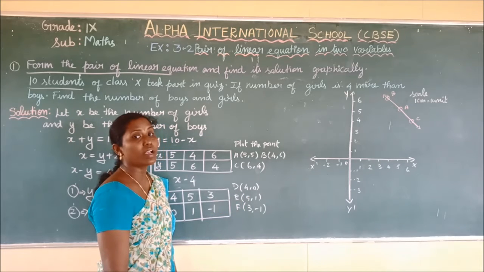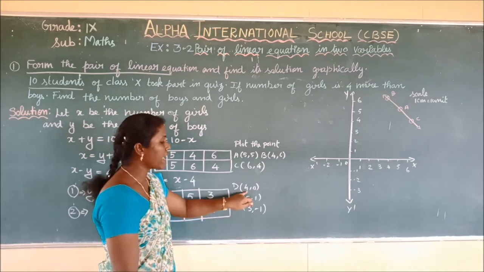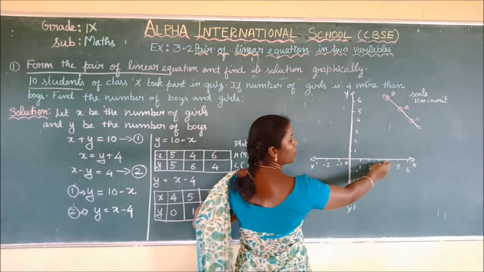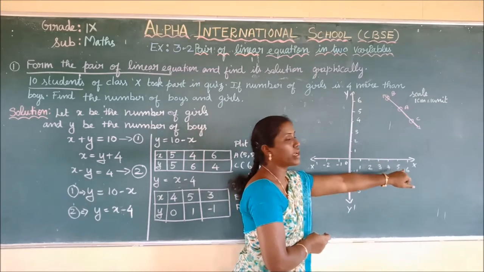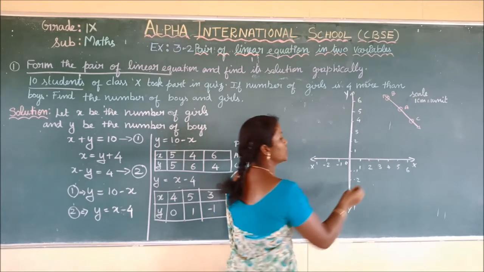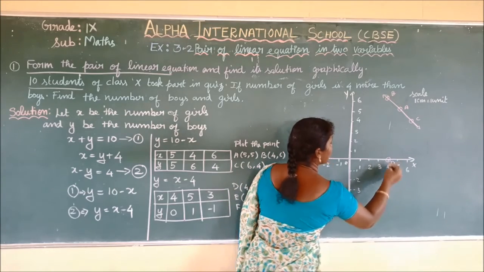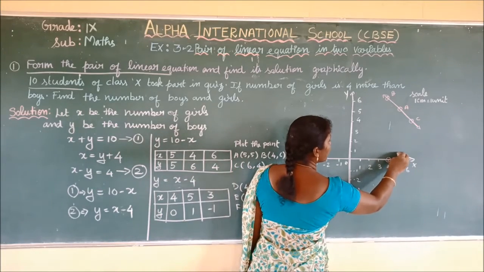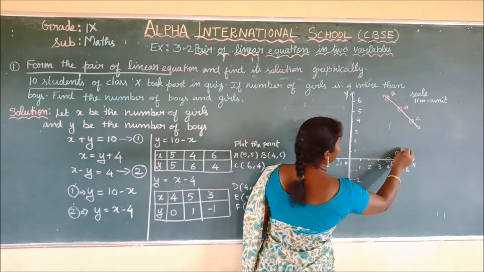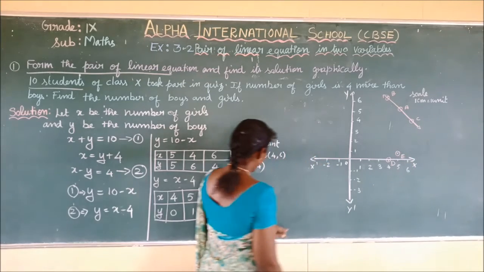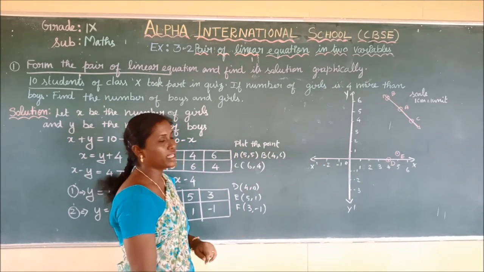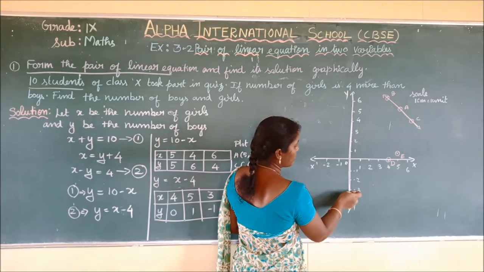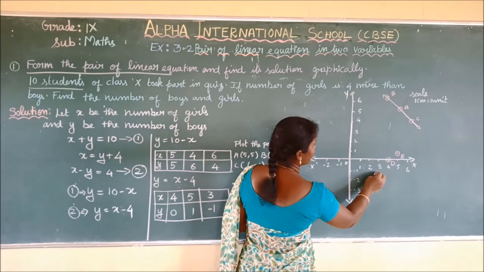Next, plot D, E, F. D is 4 comma 0, x is 4, y is 0. On the x-axis, y is always equal to 0. So here is the point D. And E is 5 comma 1, the point will be here. This is the point E. And what is F? 3 comma minus 1. Where is 3 comma minus 1? Here, 3 comma minus 1.